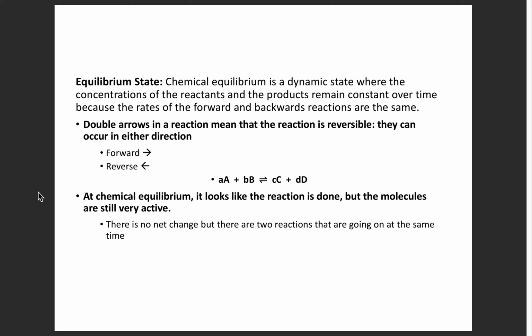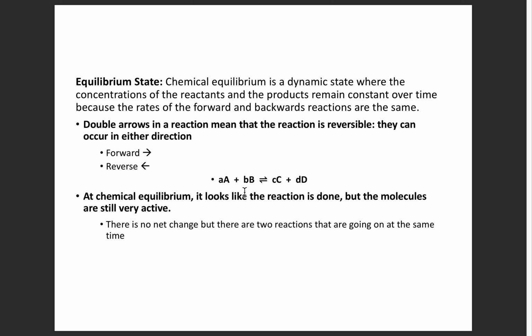So hopefully you've already watched the first two videos. Now we're going to move on to equilibrium and we'll talk about what that means. So in a chemical reaction, the equilibrium state is where the concentrations of the reactants and products remain constant.